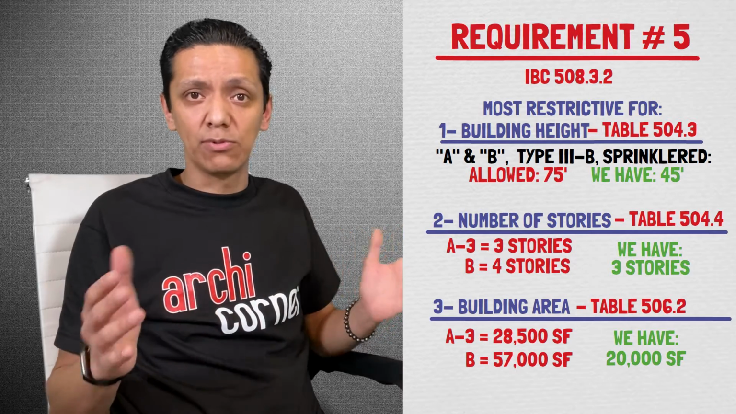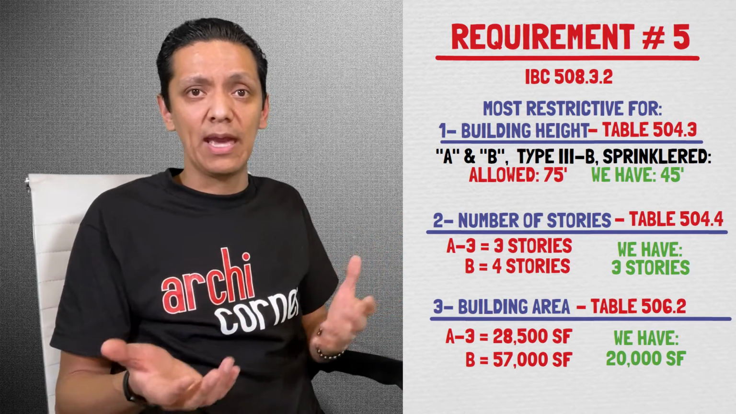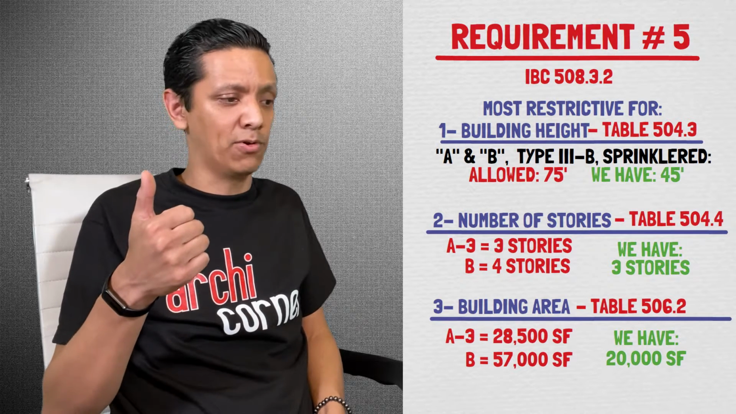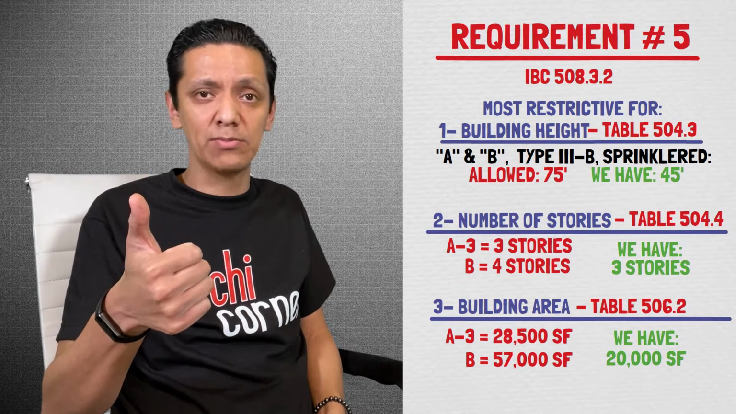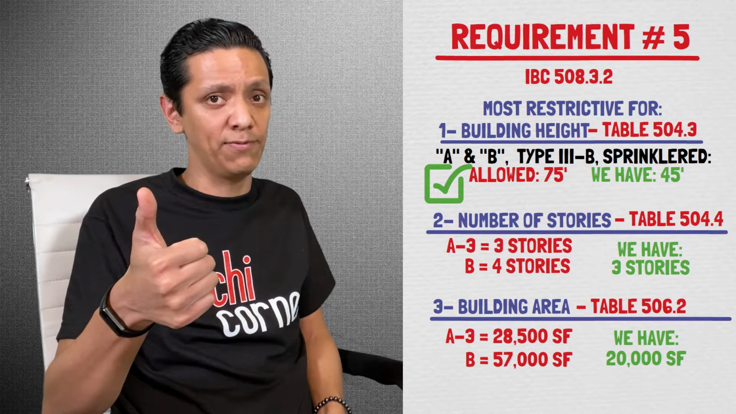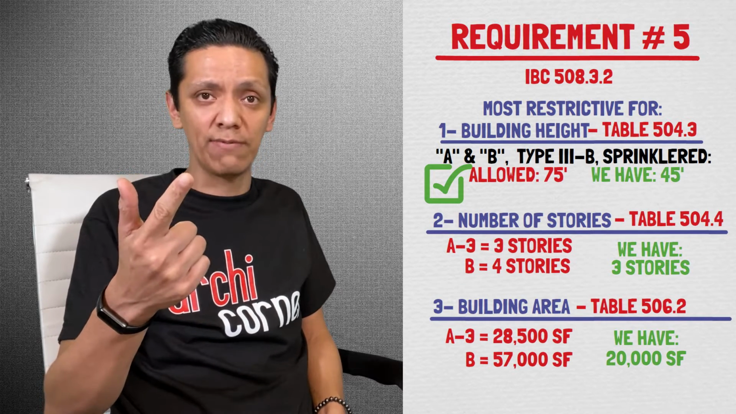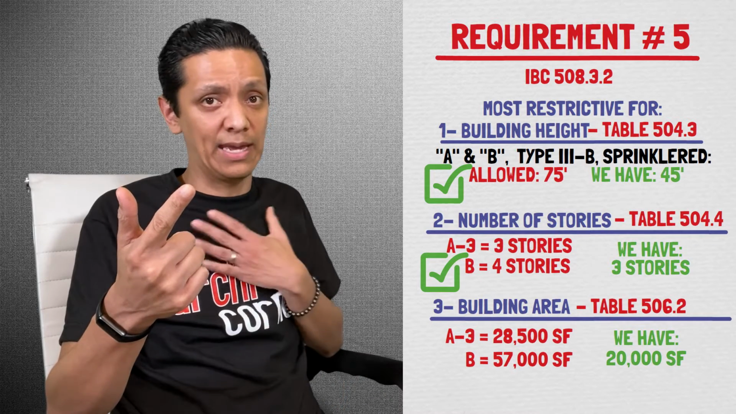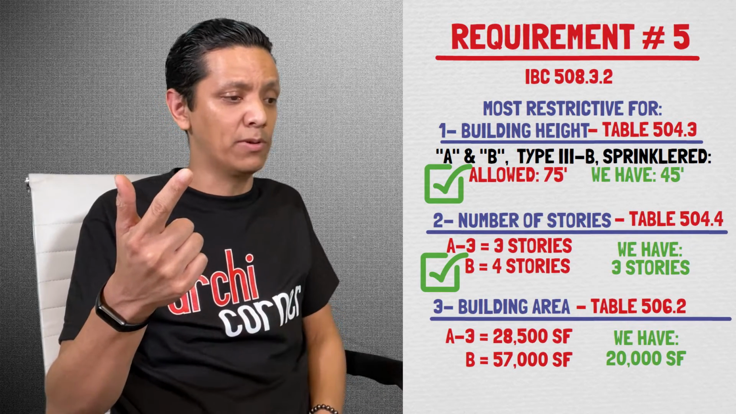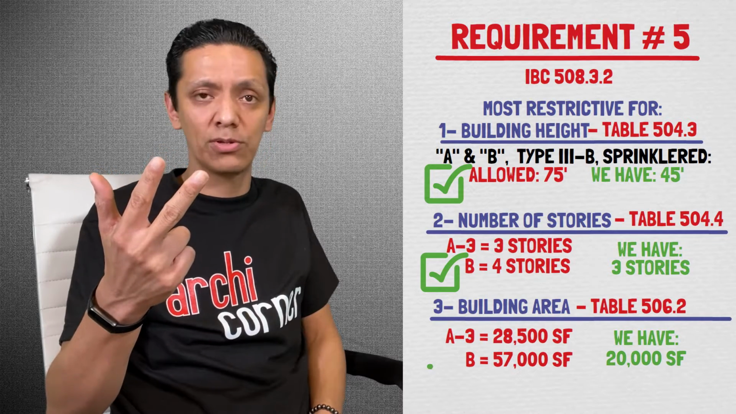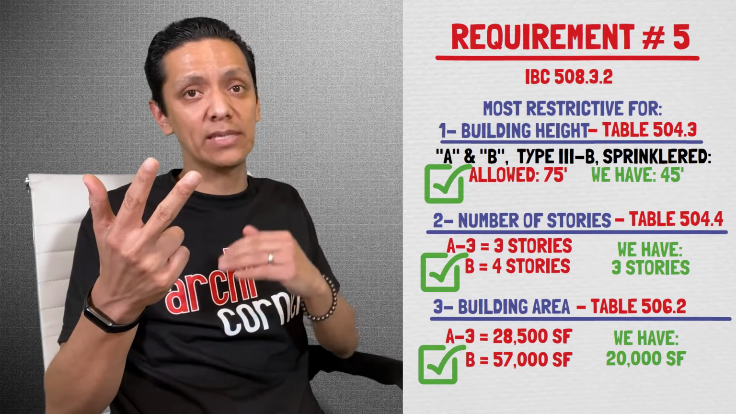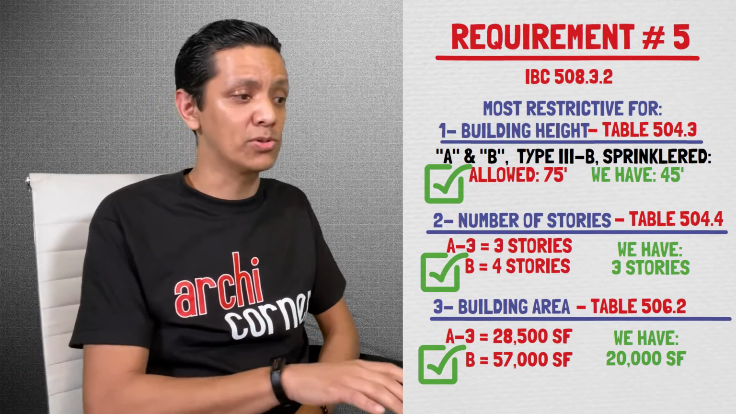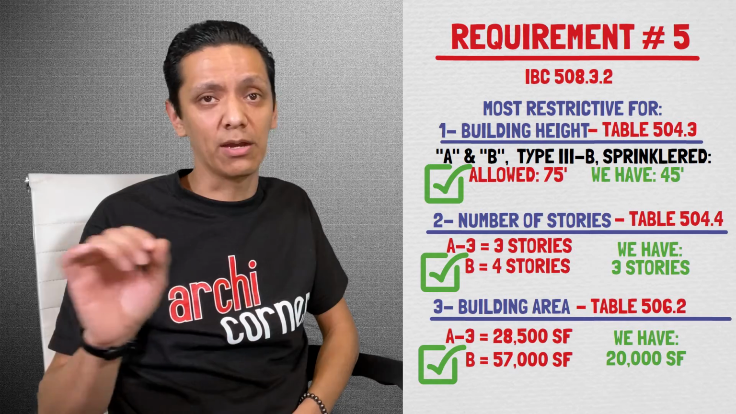If we take a look at the most restrictive requirements for a B and an A3, we know that in summary, we are only allowed 75 feet maximum height, which we are under, we only have 45. We are only allowed to have a 3-story max allowance, and that is what we have, so that's good. And we are allowed to have 28,500 square feet per floor max, and we are under that max. We are only 20,000 square feet. So this 5th requirement, we check off.